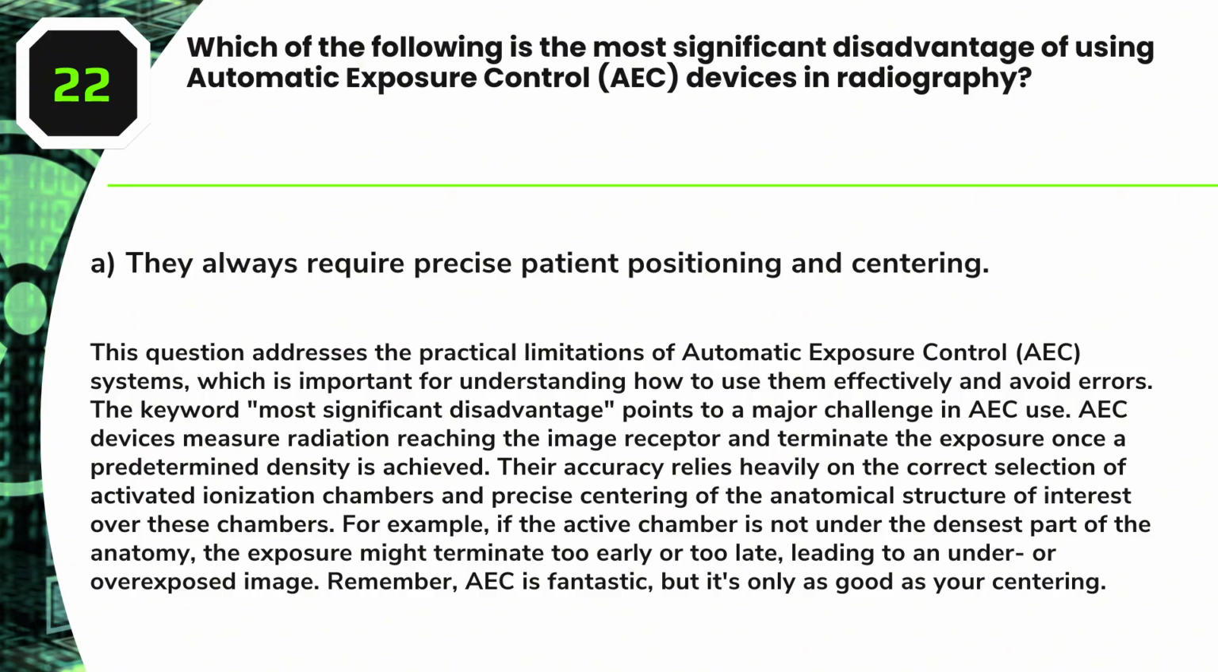AEC devices measure radiation reaching the image receptor and terminate the exposure once a predetermined density is achieved. Their accuracy relies heavily on the correct selection of activated ionization chambers and precise centering of the anatomical structure of interest over these chambers. For example, if the active chamber is not under the densest part of the anatomy, the exposure might terminate too early or too late, leading to an under- or overexposed image. Remember, AEC is fantastic, but it's only as good as your centering.